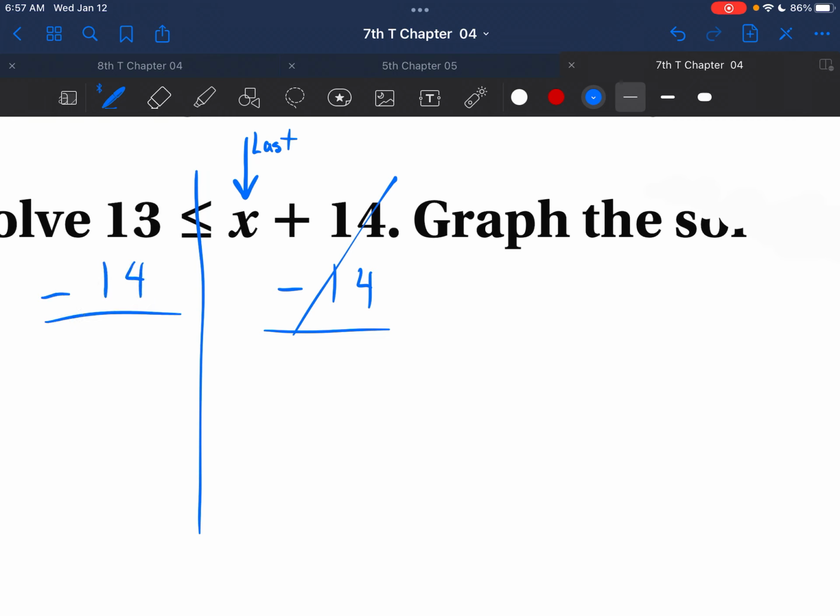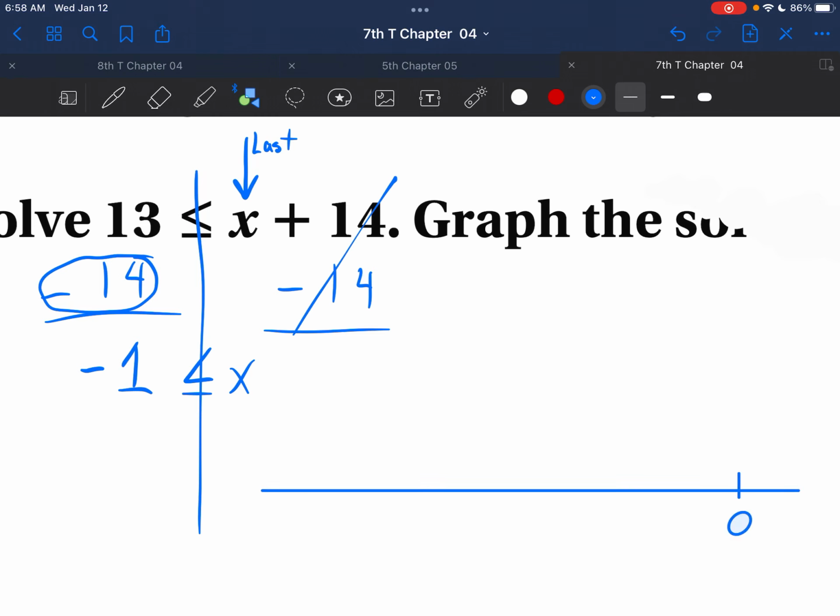Different signs, so that means we need to subtract. 14 minus 13 is 1. Do we have more negatives or more positives? It looks like we have more negatives. So that's negative 1. Bring everything down. So now it looks like negative 1 is less than or equal to the letter X. Don't forget that we do need to graph this problem. Don't forget to put your 0.